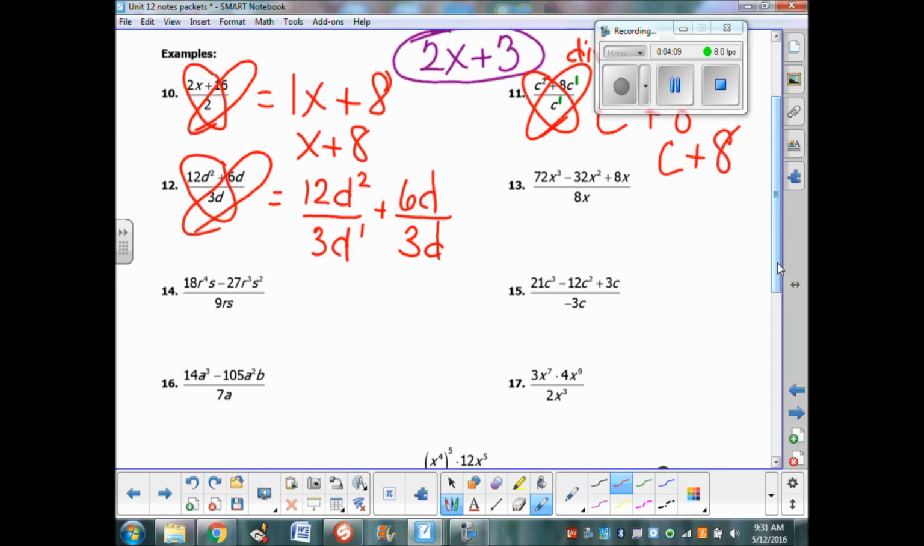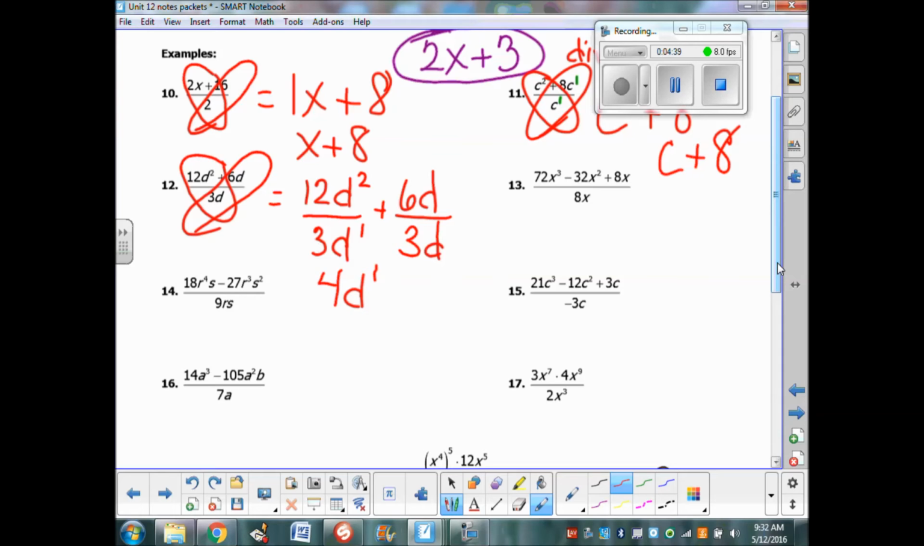So I'm looking at that first one, 12d to the second divided by 3d to the first. Think in your mind, what's 12 divided by 3? And now take care of the d's. D squared divided by d to the first. When you divide, you have to subtract exponents. So d to the second divided by d to the first leaves you with a d to the first. 2 minus 1 is 1.